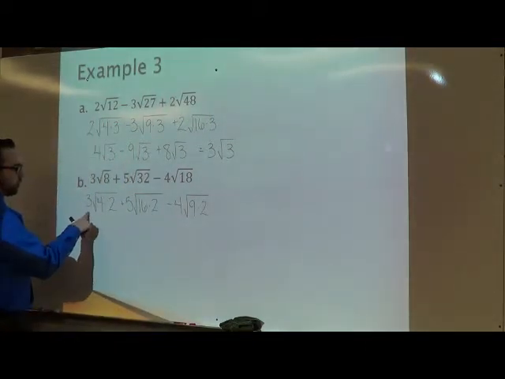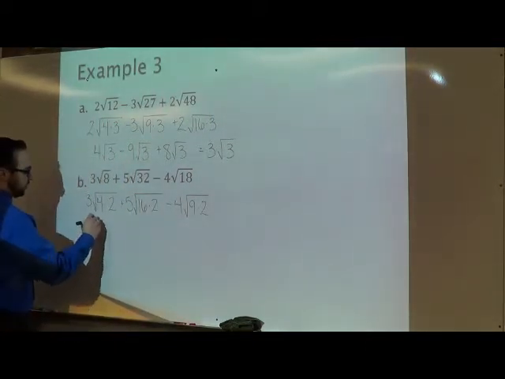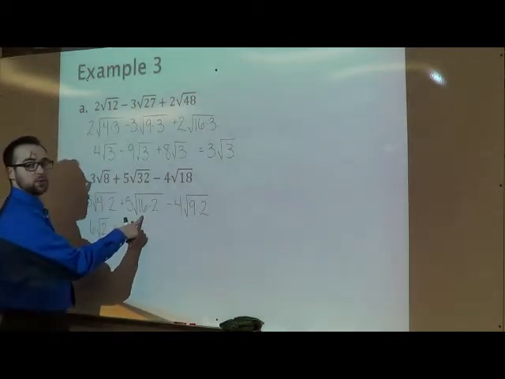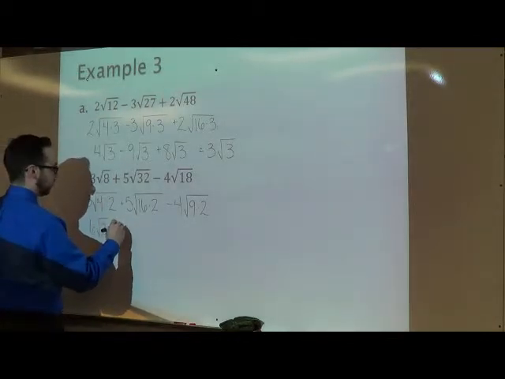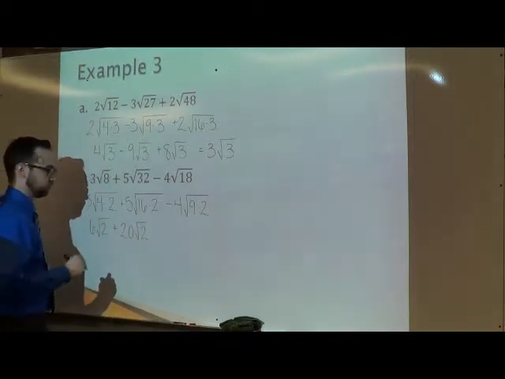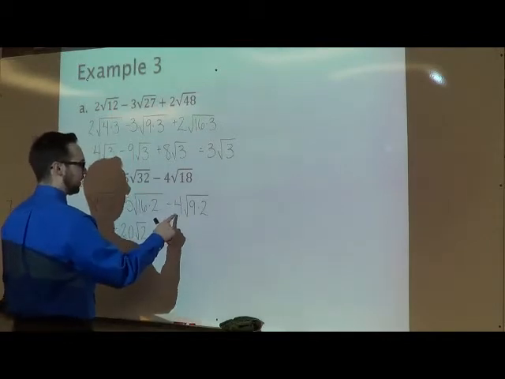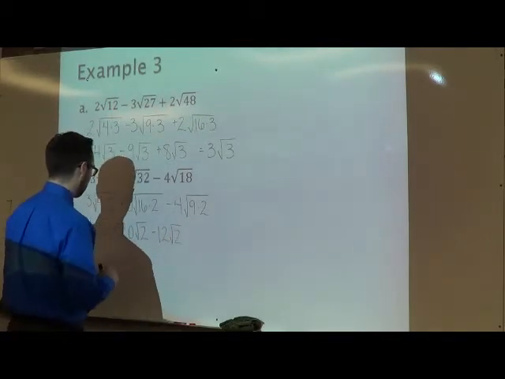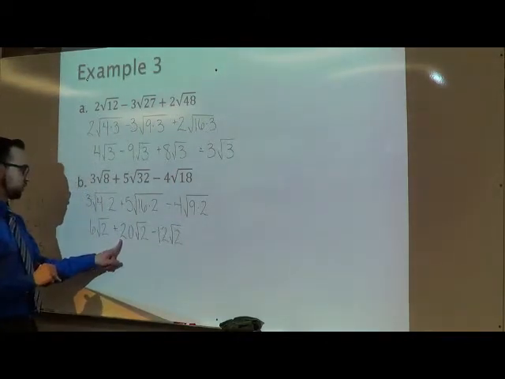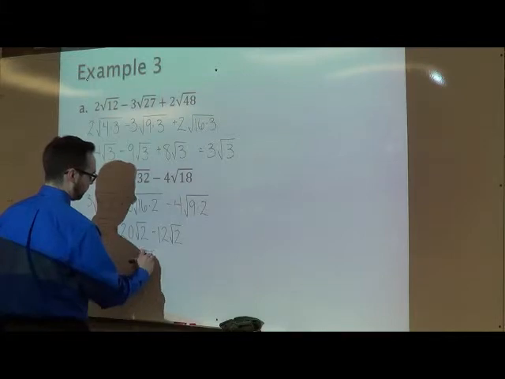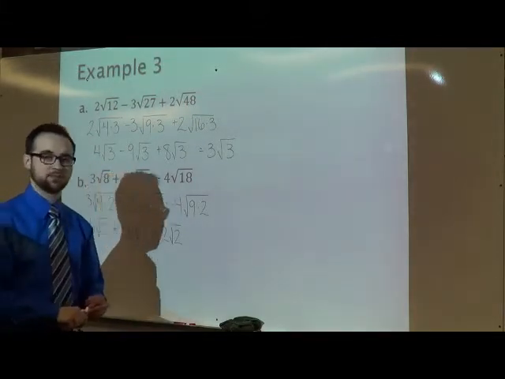Square root of 4 is 2, times 3 is 6, square root of 2. Plus 16, the square root of that is 4, times 5 is 20 square roots of 2. Square root of 9 is 3, times 4 is going to be negative 12 square roots of 2. So then we have 6 plus 20 is 26, minus 12 is going to give us 14 square roots of 2.